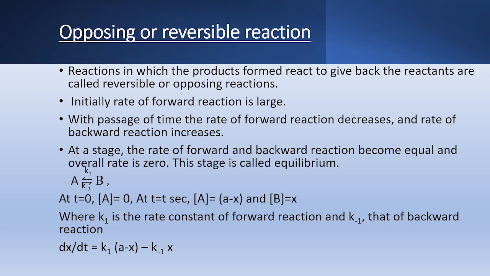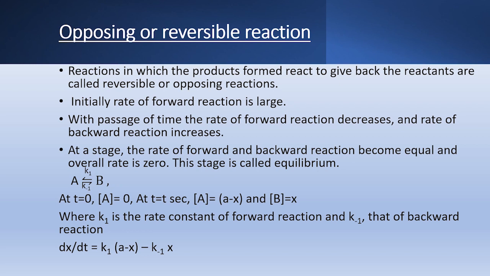This continues until a point is reached where the rate of forward reaction is equal to the rate of backward reaction, and this condition is called equilibrium. If we do not change any of the variables of the system, the rate of forward reaction and backward reaction become equal at equilibrium, and at equilibrium the overall rate of the reaction is 0. That means it seems that there is no reaction going on, but actually there is a reaction in the forward and backward direction at the same rate, so that net rate will be 0.